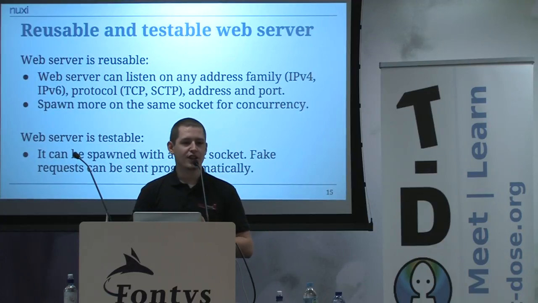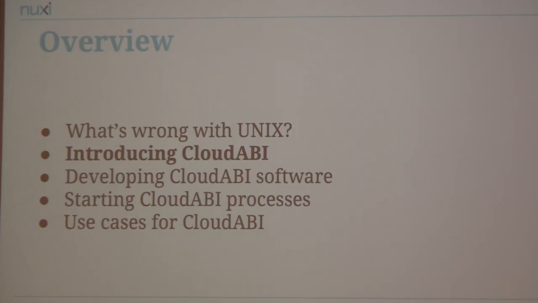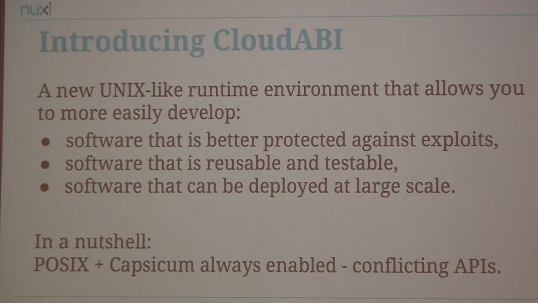And this web server is also testable because you could just use a Unix socket instead of an IPv4 or IPv6 socket, and then you can programmatically inject requests into the web server and then capture the responses back again. So this is what I think is wrong with Unix. Stuff isn't testable and isn't secure. So now I'm going to talk about CloudABI. Well, you might have guessed it.